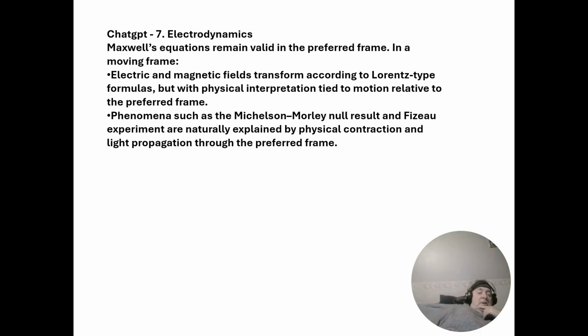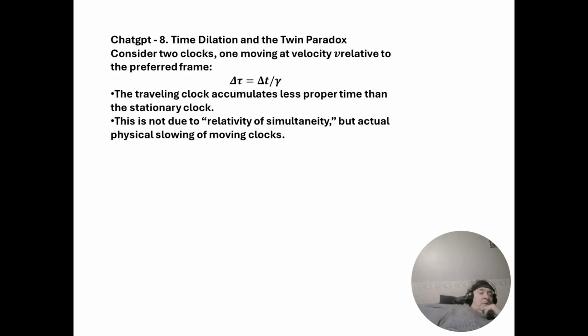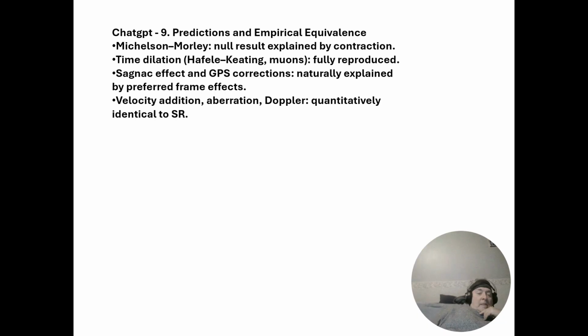Next we move on to electrodynamics, and Maxwell's equations remain valid in the preferred frame. In a moving frame, the electric and magnetic fields transform according to Lorentz-type formulas, but with physical interpretation tied to motion relative to the preferred frame. Phenomena such as the Michelson-Morley null result and the Fizeau experiment are naturally explained by physical contraction and light propagation through the preferred frame. Next we go on to time dilation and the twin paradox. Consider two clocks, one moving at velocity v relative to the preferred frame, and you've got that equation for that. The traveling clock accumulates less proper time than the stationary clock. This is not due to relativity of simultaneity, but actual physical slowing of moving clocks.